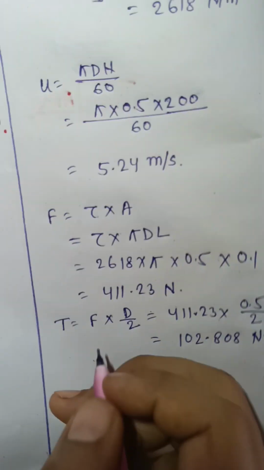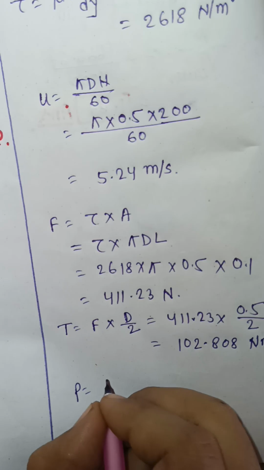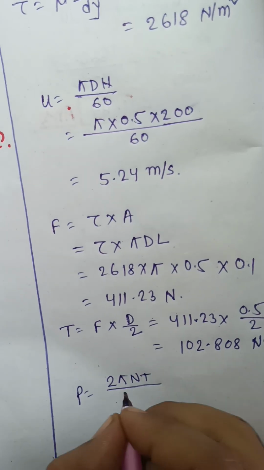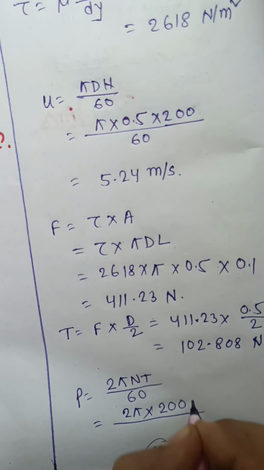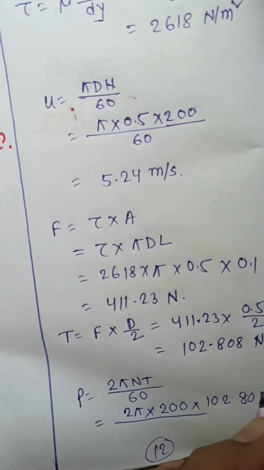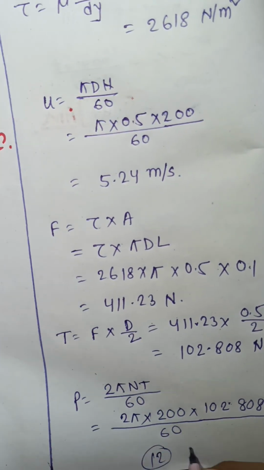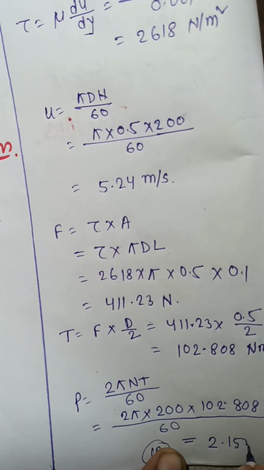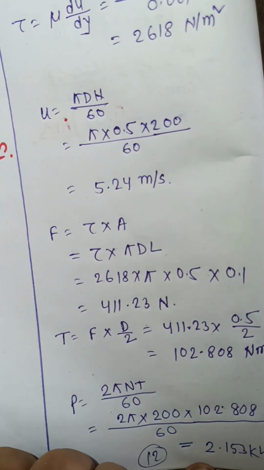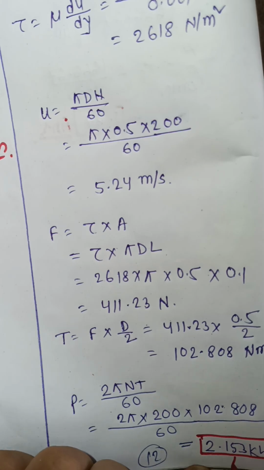Now if you want to calculate the power, we know the formula, 2 pi NT by 60. So let's put the value here. So 2 pi N, that is 200, torque, that is 102.808, divided by 60. So the answer will be 2.153 kilowatt. So the power will be 2.153 kilowatt. So this will be our answer.